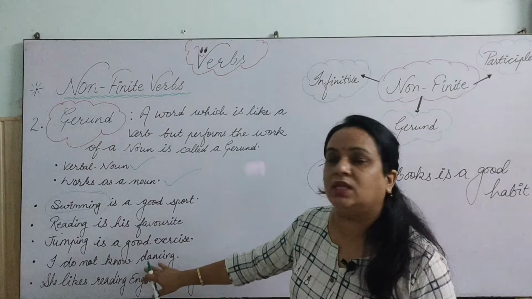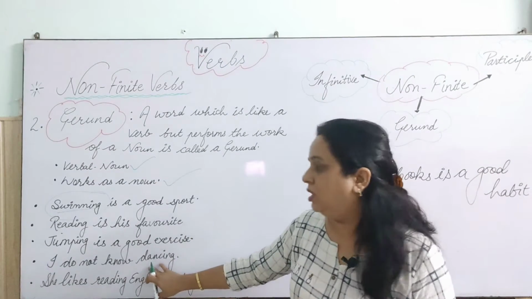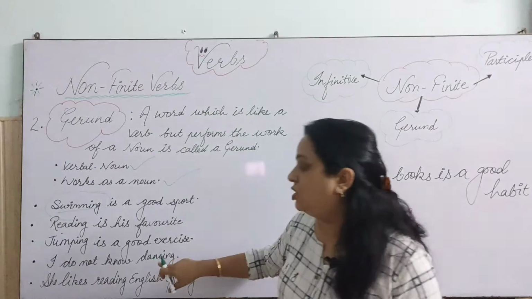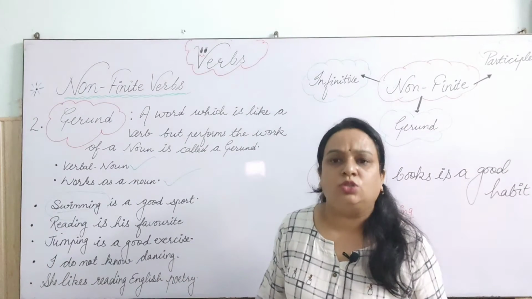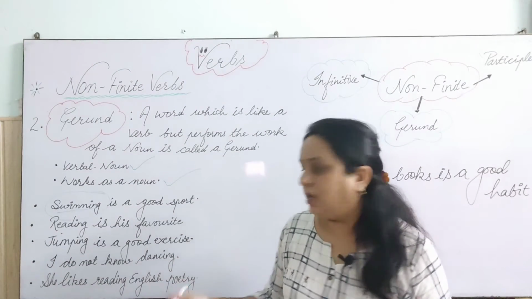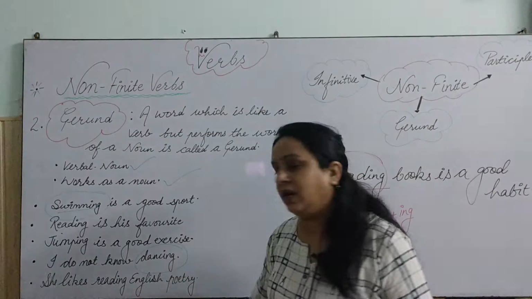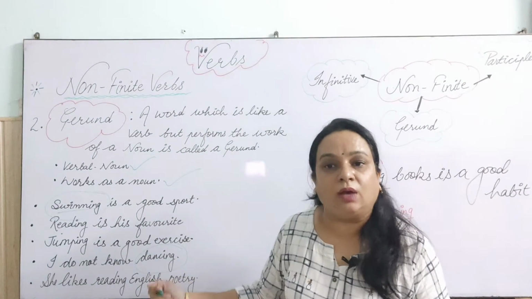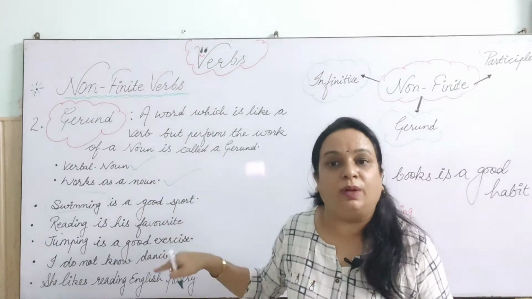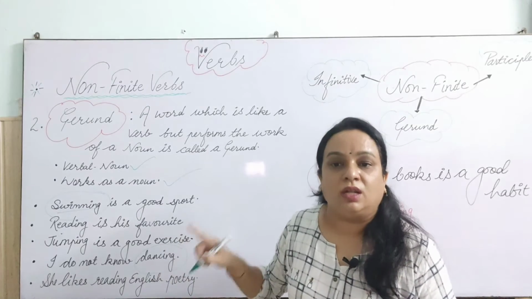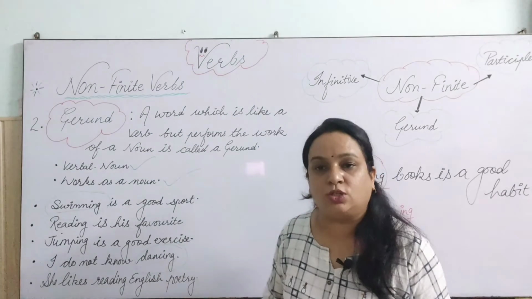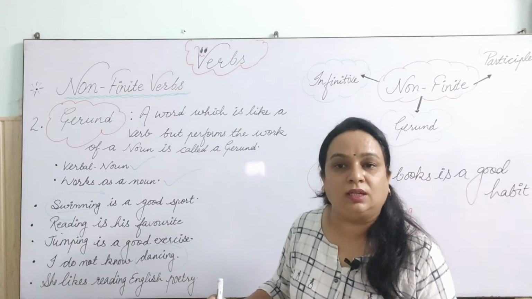Let's understand in the next example. I do not know dancing. So what I do not know? I do not know dancing, right? So this is what? Verbal noun. It seems that it is a verb, but it functions as a noun. Clear? So what I don't know? I don't know dancing, right?